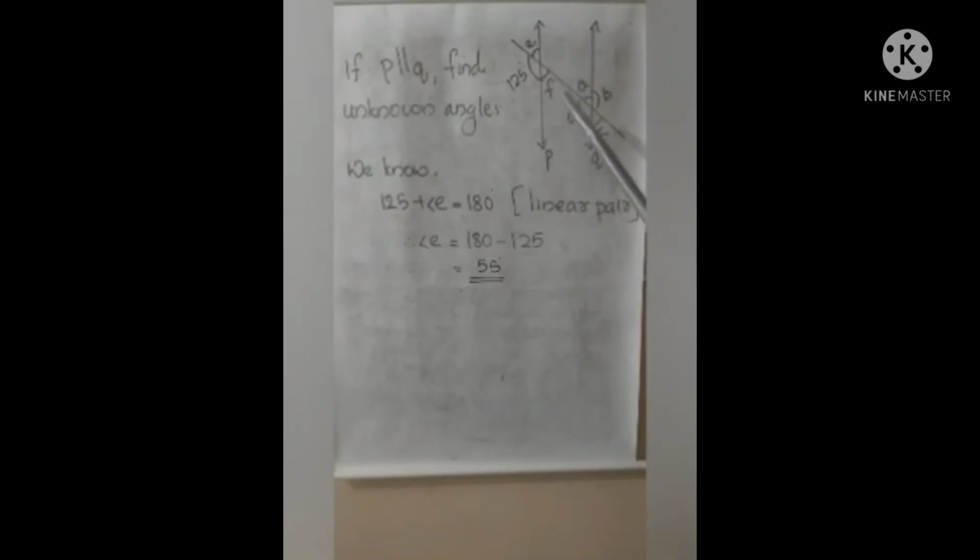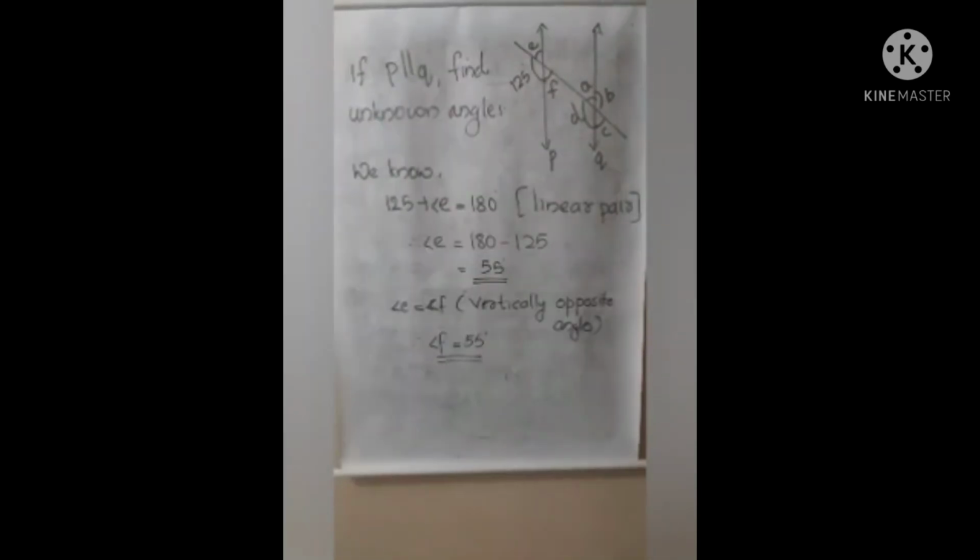Or in other words, 125 plus F is 180 degrees, a linear pair. Either way, we get angle F equal to 55 degrees. So we found the values of angles E and F. Now the remaining are A, B, C, D.